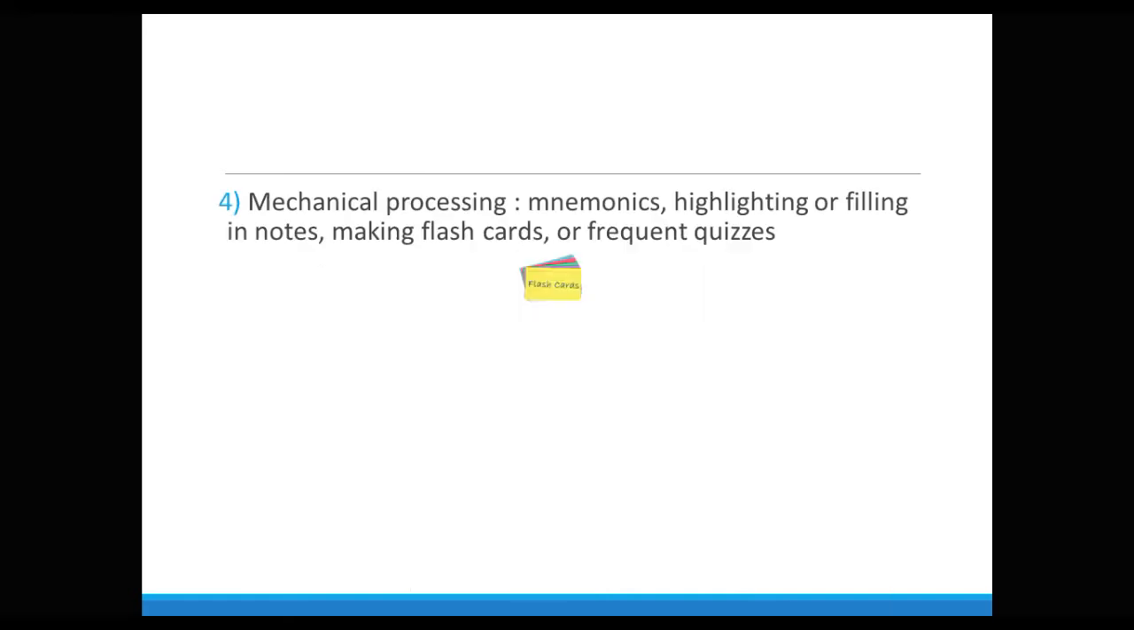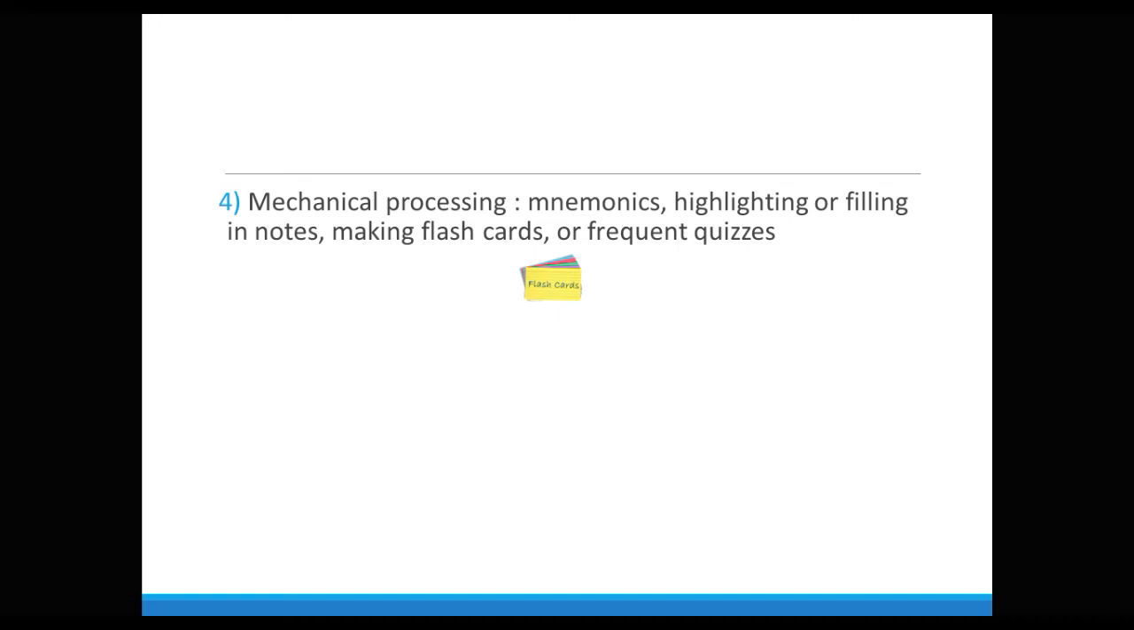Number 4 is mechanical processing. So this can take the form of students creating and learning mnemonics, which of course are for memory, highlighting notes with guidance from the instructor, filling in notes after class, changing notes into flashcards, or also just frequent quizzes, which can lead to faster learning and retention.